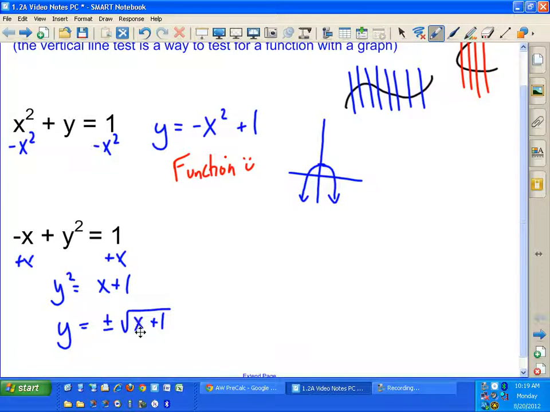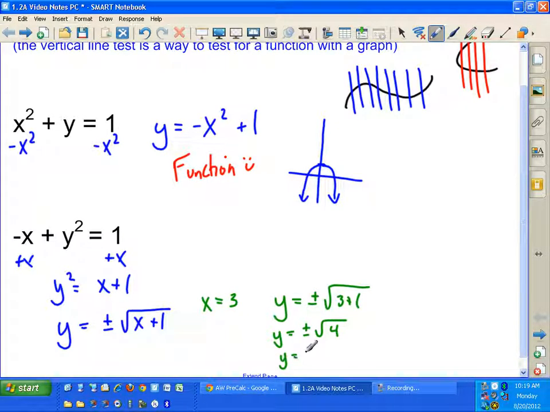So for example, let's just pick x equals 3. If x equaled 3, watch what happens. In this equation, I would say y equals plus or minus the square root of 3 plus 1. Well, y will equal plus or minus the square root of 4, which means that this equation has two solutions for y when x was 3.